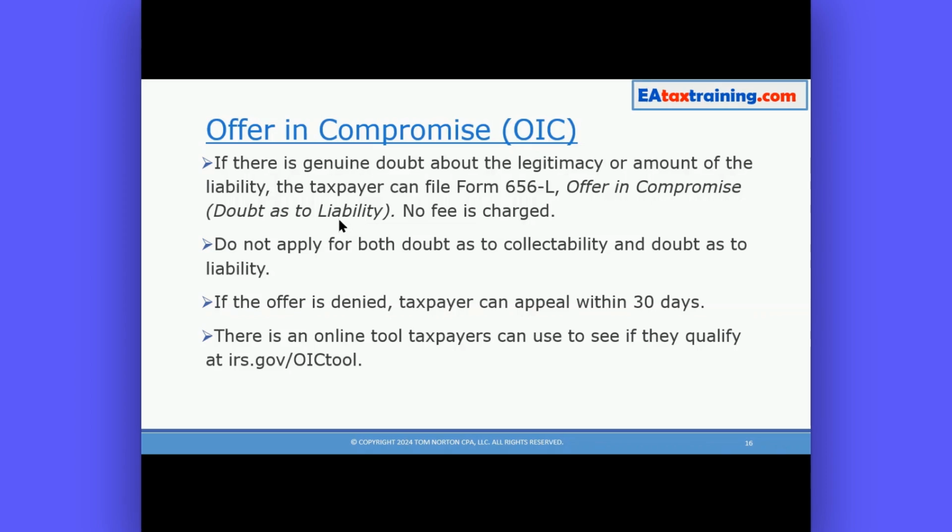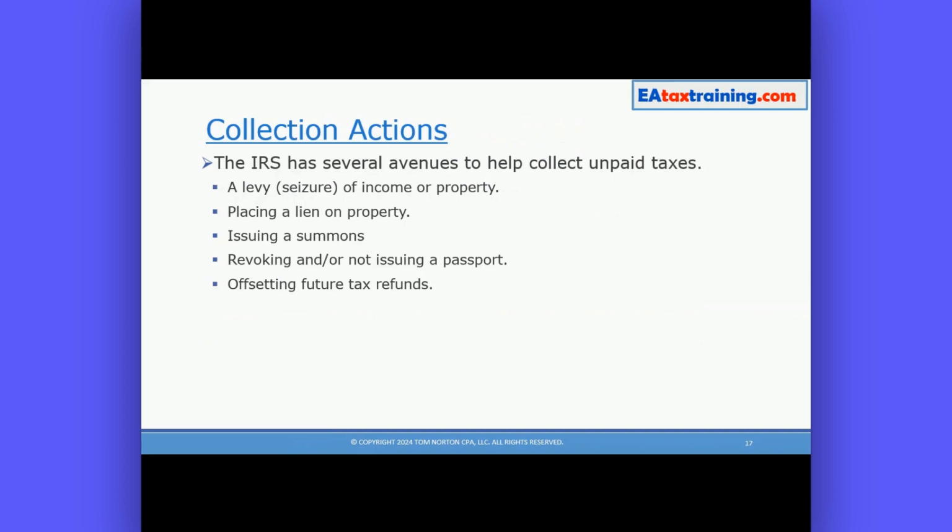If the offer is denied, then the taxpayer can appeal within 30 days, and we're going to talk about appeals later in this video. And there's an online tool that taxpayers can use to see if they may qualify. It's at irs.gov/OIC tool.